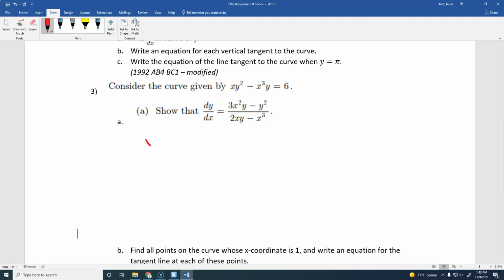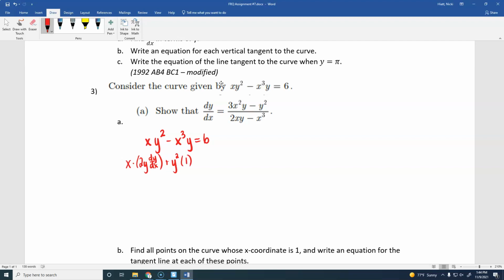So we're starting from x y squared minus x cubed y equals 6, and we're going to take the derivative. This is going to be an implicit differentiation. What do we have to use when we take the derivative of x times y squared? We're going to have a dy dx, but also the product rule. So x times the derivative of y, which is 2y dy dx, plus y squared times the derivative of x, which is 1.